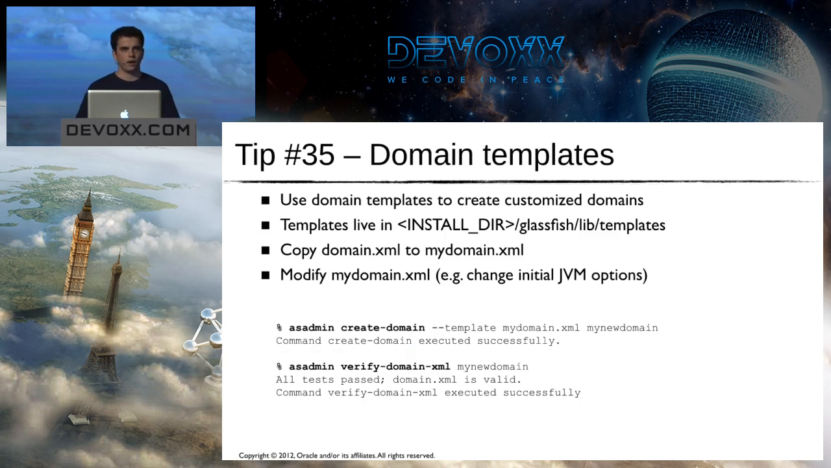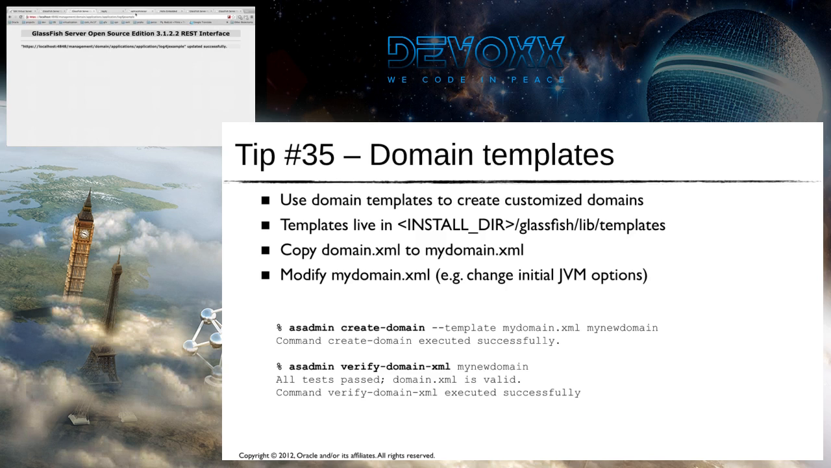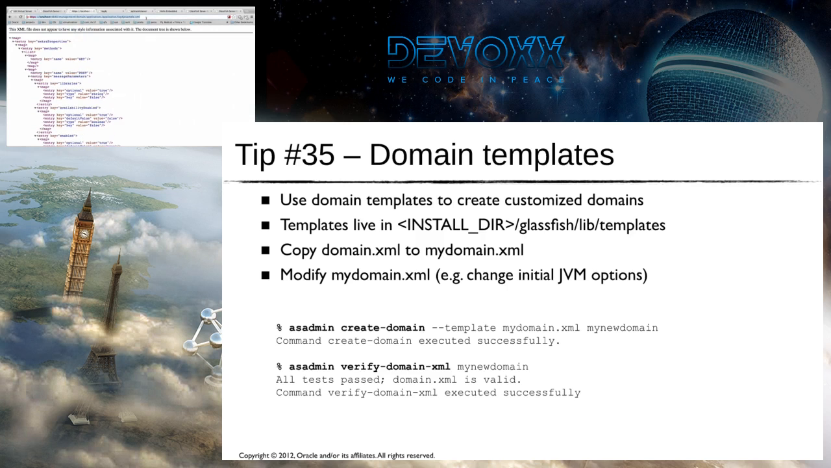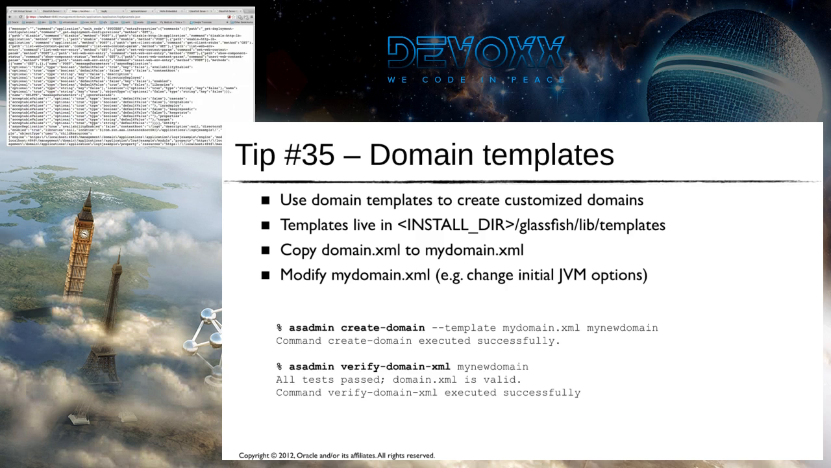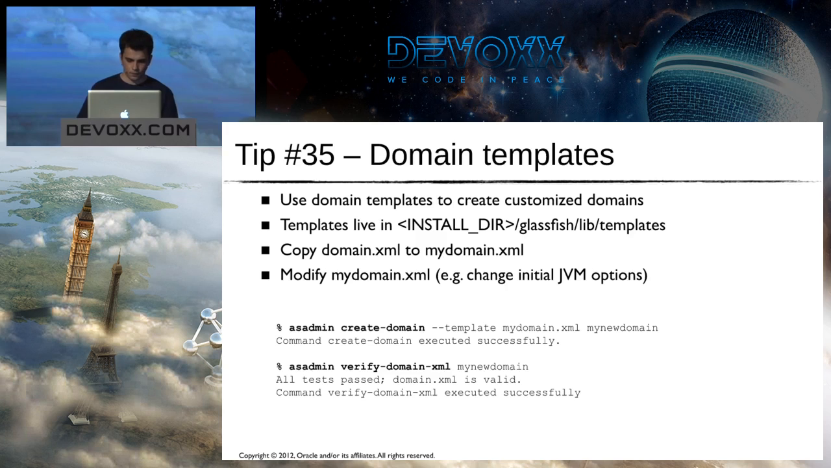There are, of course, other regular formats such as JSON or XML, and you can control them quite easily using the suffix. Let's say I want to see this page in XML or JSON. I just do .xml here or .json. So you can also access the, okay, I already showed you that.